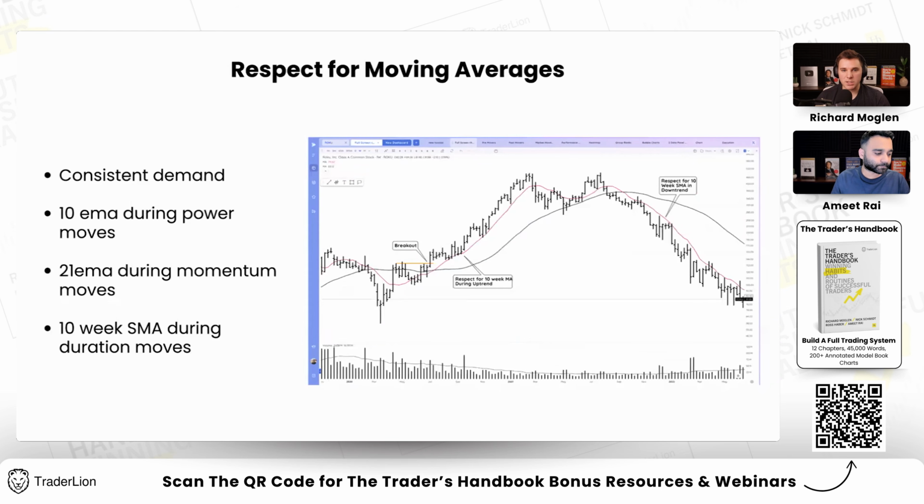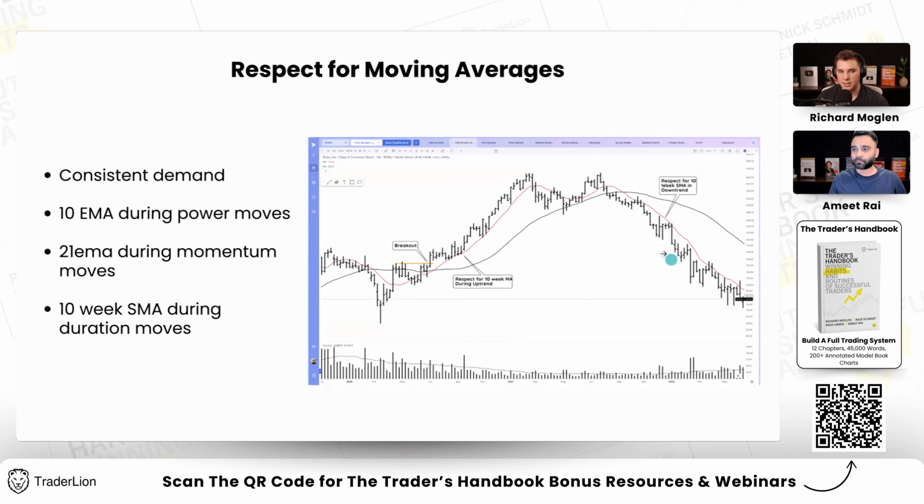Next, we've got respect for moving averages. It just basically is a sign of consistent demand and accumulation by big players that will encourage the continuation of the trend. Here we've got Roku back in 2020, showed clear respect for the 10-week moving average during the uptrend, and then when it topped, it showed clear respect for the 10-week moving average during a downtrend. So instead of consistent demand here, it was consistent selling here.